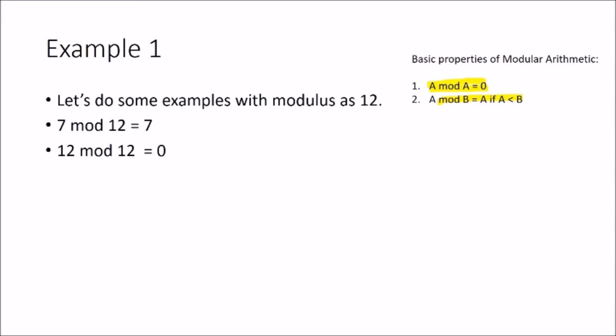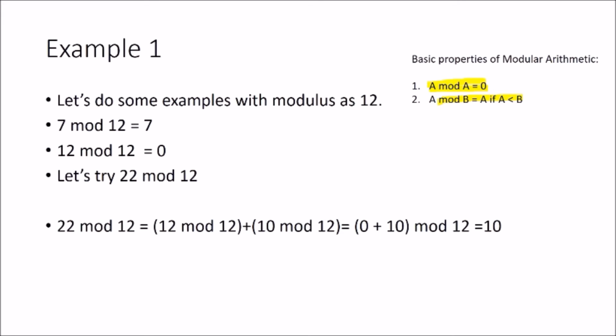Let's try now mod 12. If we use the two properties that we mentioned, you can see that 22 can be divided into 12 and 10. So it is equivalent to 12 mod 12, which is going to give us 0 based on this property, plus 10 mod 12, which is going to give us 10. So altogether, if you add these, it's going to be 10. 22 mod 12 is 10.